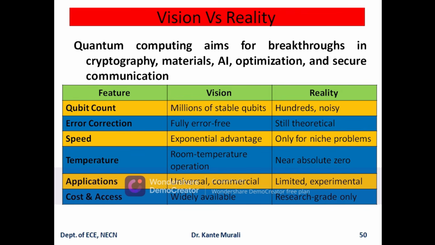As far as applications are concerned, like classical computers, we are looking for a universal computer that can be used for all kinds of applications, whereas the reality is limited and still experimental. Cost: the vision is that it should be widely available like classical computers, but as of today, quantum computers are in research labs only. This is one of the big challenges.